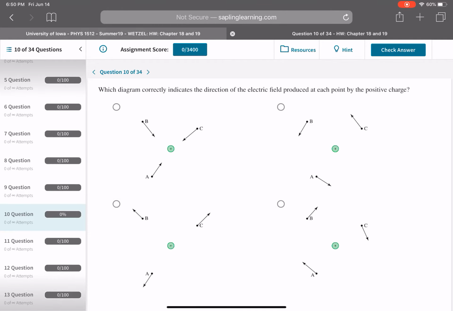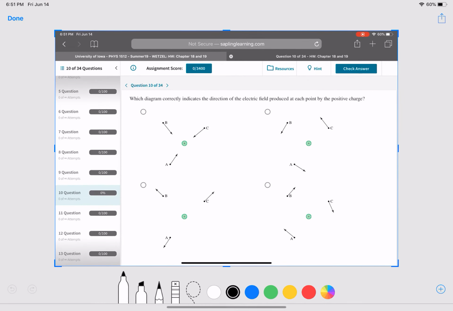Number 10: Which diagram correctly indicates the direction of the electric field produced at each point by the positive charge? So we've got a positive charge here at the center, okay? And the question is, we're just imagining fields coming off this thing, and we're picking 3 different points to show the direction and magnitude of the charges. So since it's a positive charge, we know that it's a source, so the arrows should be coming away from it. And so it can't be this one, for example, because these arrows are going towards it.